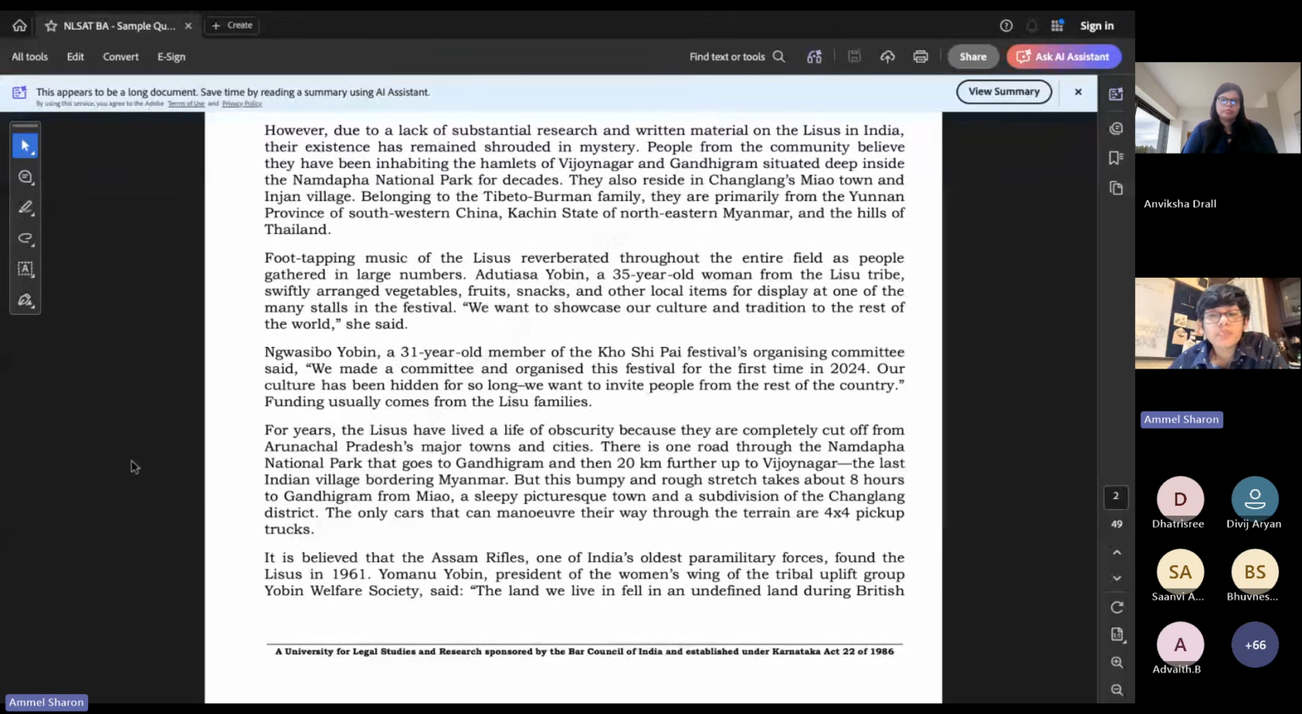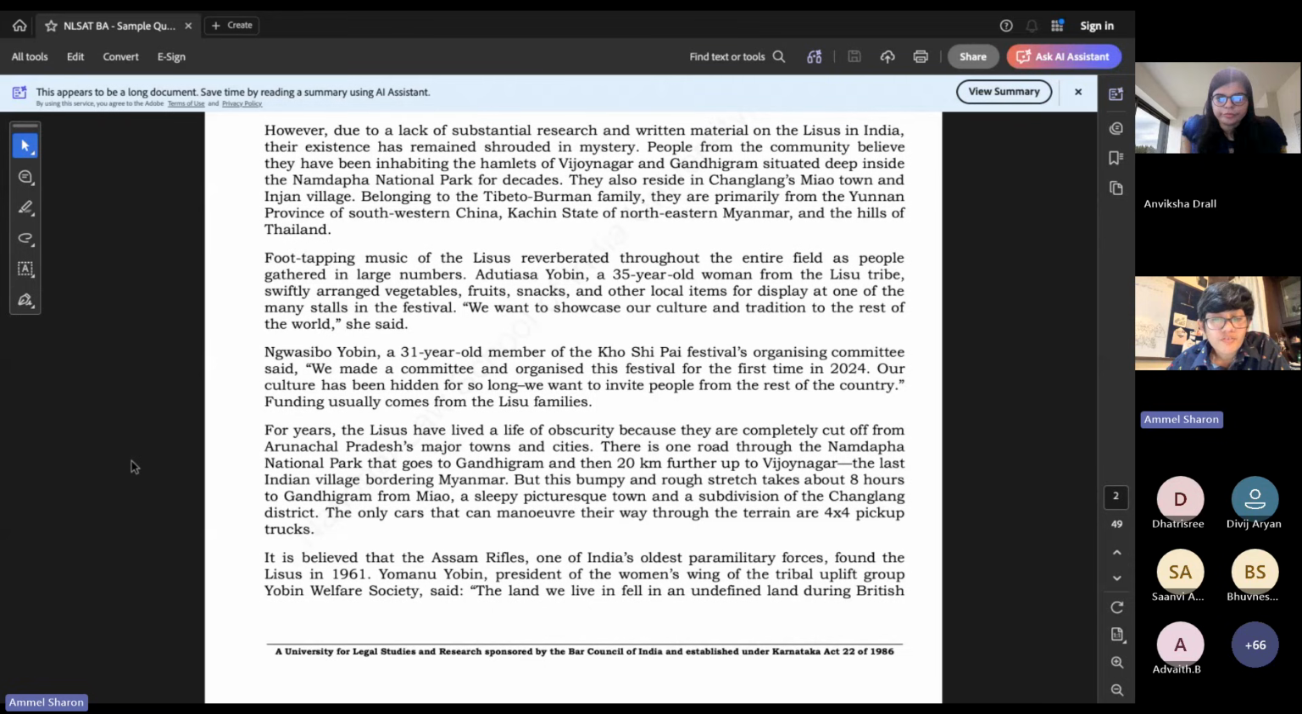We want to invite people from the rest of the country. Funding usually comes from the Lisu families. For years, the Lisus have lived a life of obscurity because they are completely cut off from Arunachal Pradesh's major towns and cities. There is one road through the Namdapha National Park that goes to Gandhigram, and then 20 kilometers further to Vijayanagar, the last Indian village bordering Myanmar.